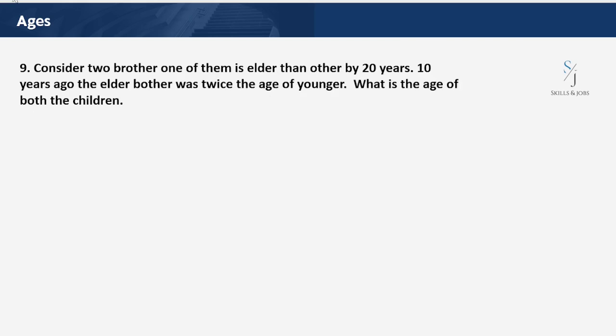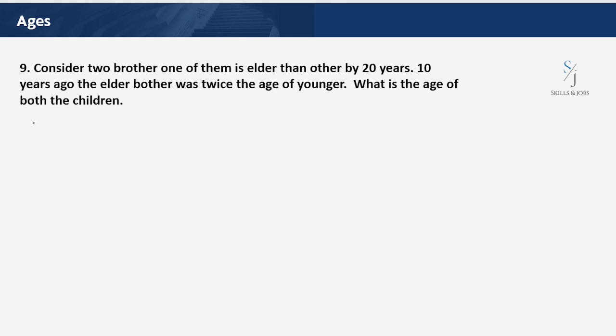Now let us take the next example. Consider two brothers. One of them is elder than the other by 20 years. This is the first part of the question. 10 years ago, the elder brother was twice the age of the younger. So this is the second part of the question. What is the age of both the children? So we need to find out the age of both the children in this question.